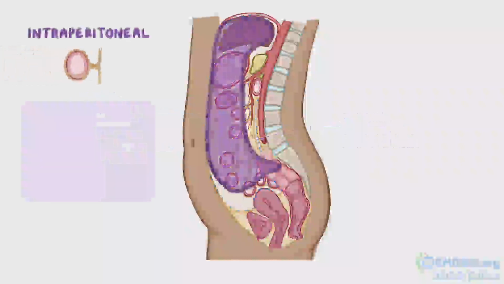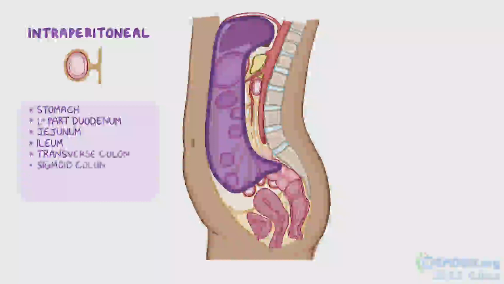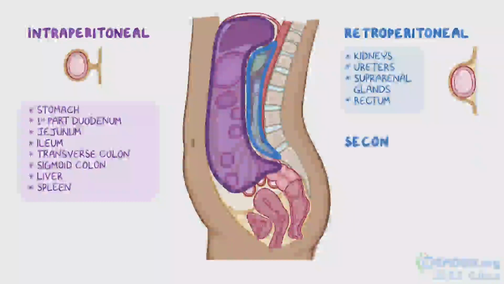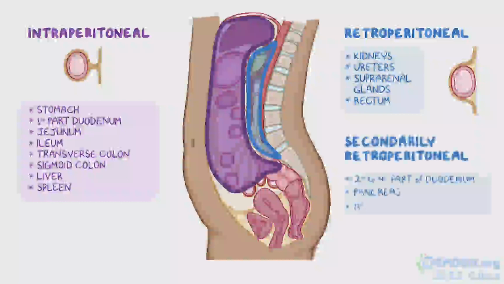Intraperitoneal organs include the stomach, first part of the duodenum, jejunum, ileum, transverse colon, sigmoid colon, liver, and spleen. Retroperitoneal organs include the kidneys, the ureters, the suprarenal glands, and the rectum. Secondarily retroperitoneal organs include the second to the fourth part of the duodenum, the pancreas, the ascending colon, and descending colon.